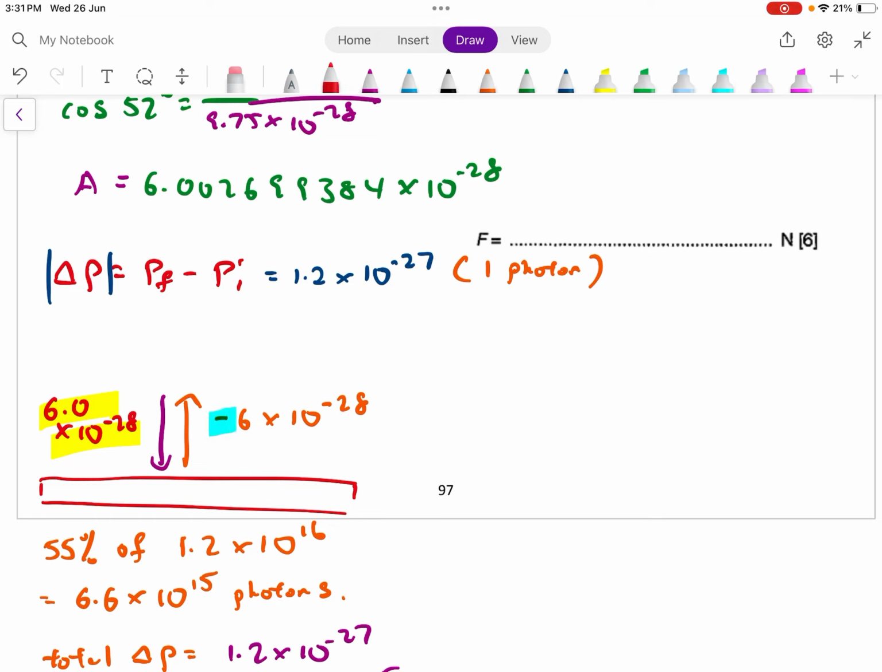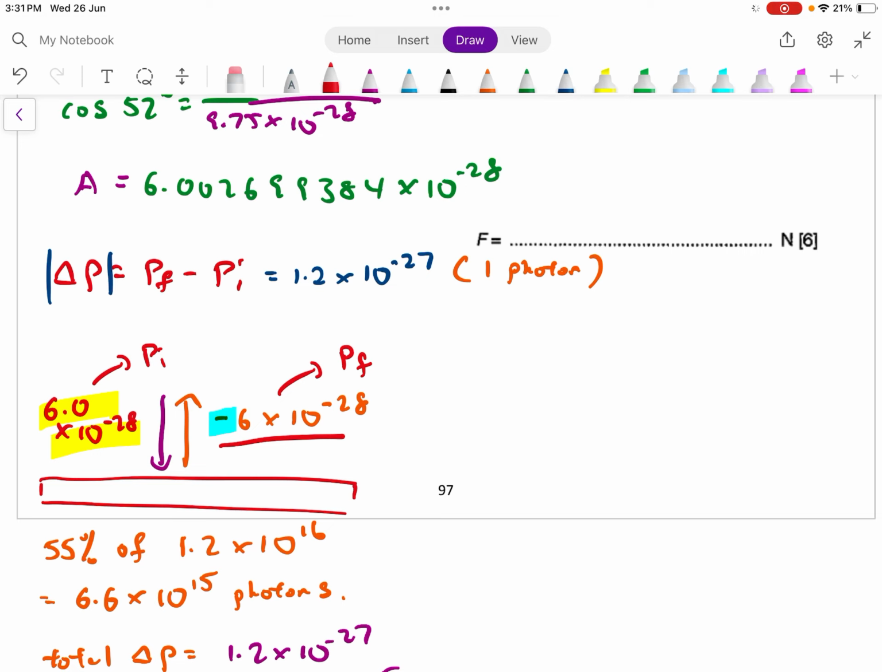So this thing right here is actually what we call the final momentum. This one is the initial momentum. So what you want to do is to subtract: final momentum minus the initial momentum. So you just get the magnitude. So you will get 1.2 times 10 negative 27. So this is the change of momentum for just one photon.